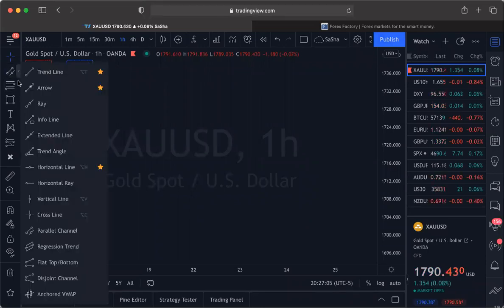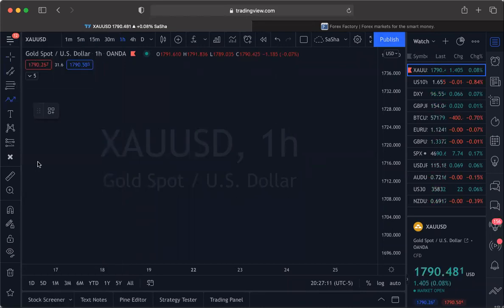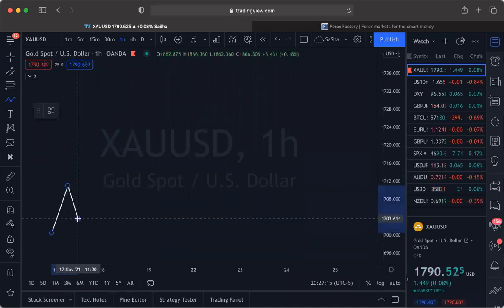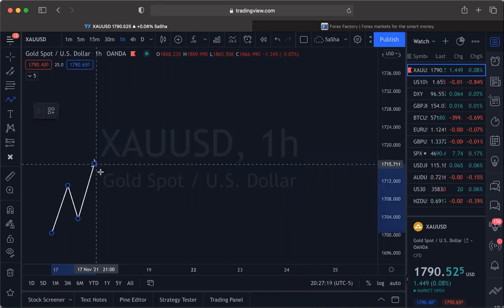Hello, everybody. Let's discuss quickly what is break-off structure. It is a simple concept. I don't think it's going to take more than 2-3 minutes, but we'll explain. So break-off structure for a bullish trend is this here.